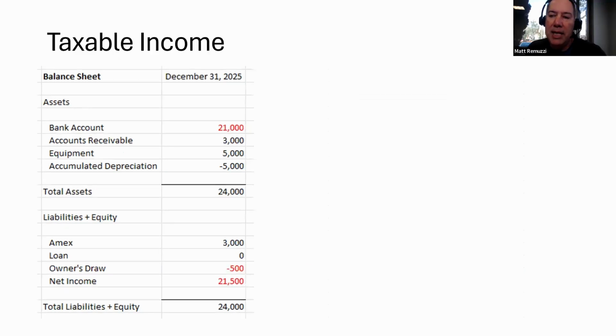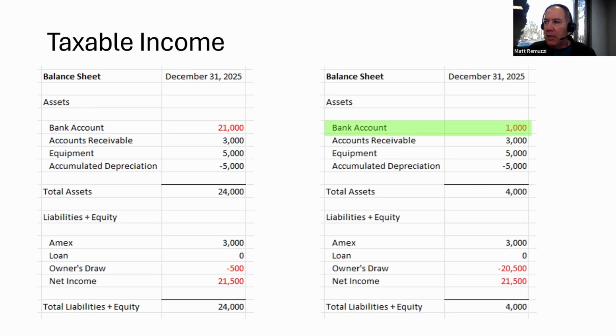All right. So again, taxable income. Let's say in this case you have $21,000 in the bank. You have $21,500 net income through the end of the year, December 31st, 2025. Now you want to take out money. So again, you take $20,000 out of the bank account, you pay yourself $20,000. So now your owner's draw is 20,500. It went up by 20,000. But again, your net income hasn't changed, and that's the amount you pay tax on.